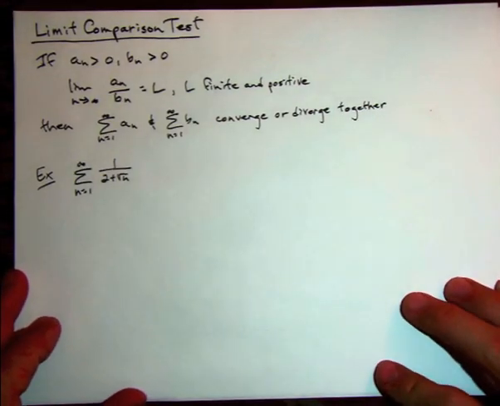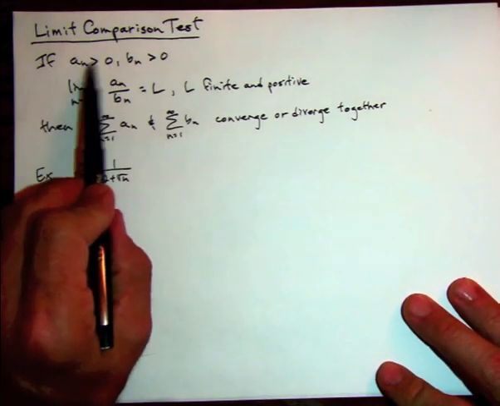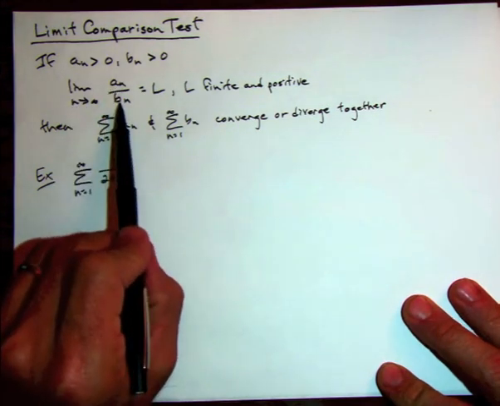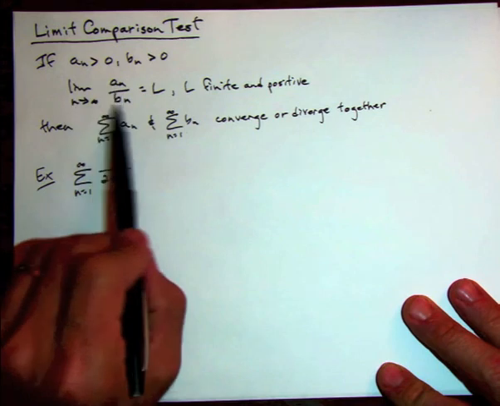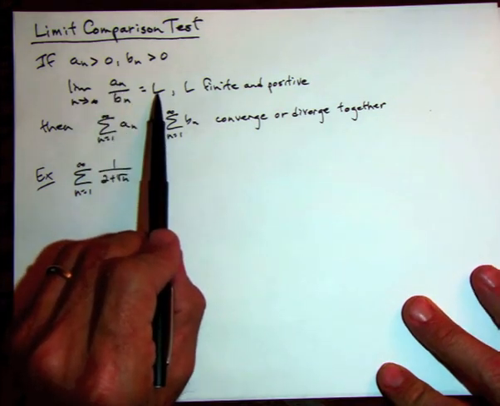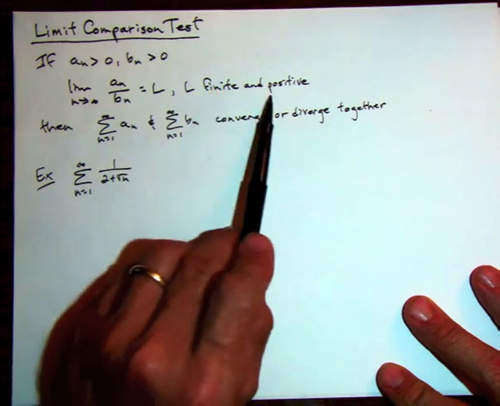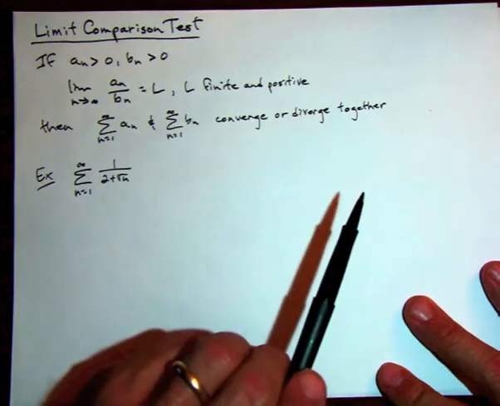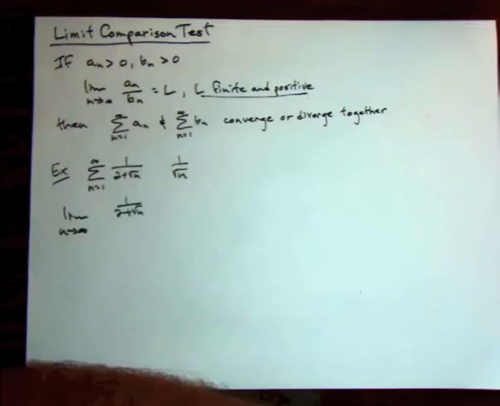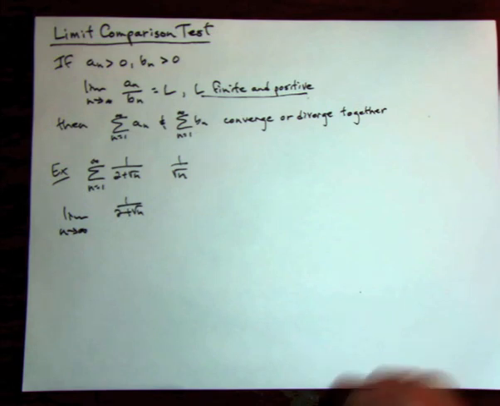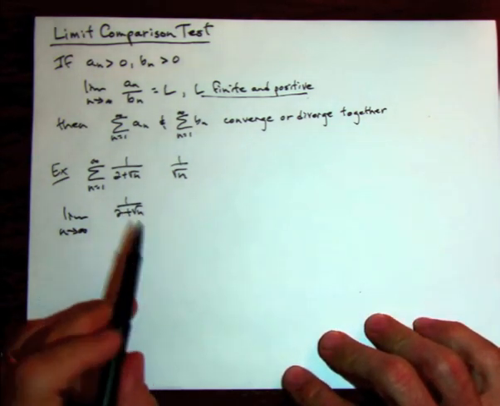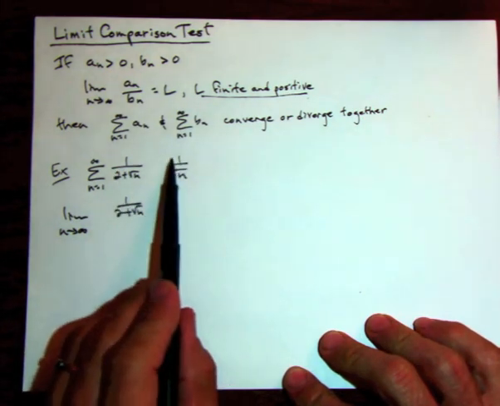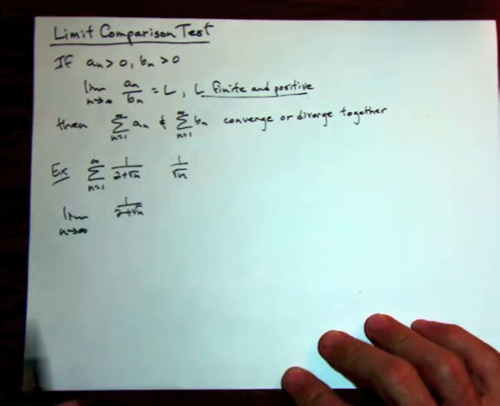So here, again, we're just saying that the terms of the series are all positive. And what we're going to do is take the limit of the ratio of each term. And if that limit converges to a finite and positive number, all right, so it can't go to infinity, and it can't go to a negative number, then these series converge or diverge together. So this is where our work with sequences will be helpful. So we've got, this is what we said that 1 over 2 plus square root of n should behave like in the example that we looked at previously.